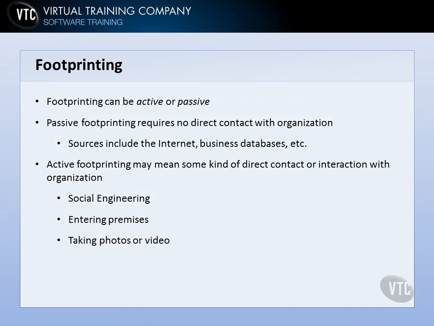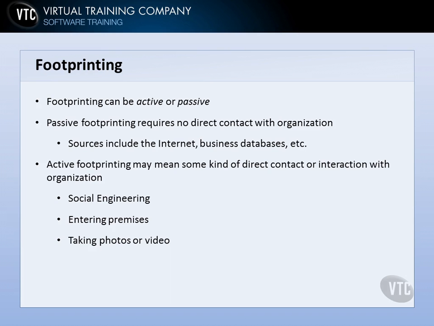Now, footprinting can be either active or passive. Passive footprinting means that there's no direct contact with the organization. We don't actually hack the organization, we don't scan them. We gather information outside the confines of the organization itself. We might use the internet, business databases, and things of that nature. It's pretty much any information we can find online that's available to the public.